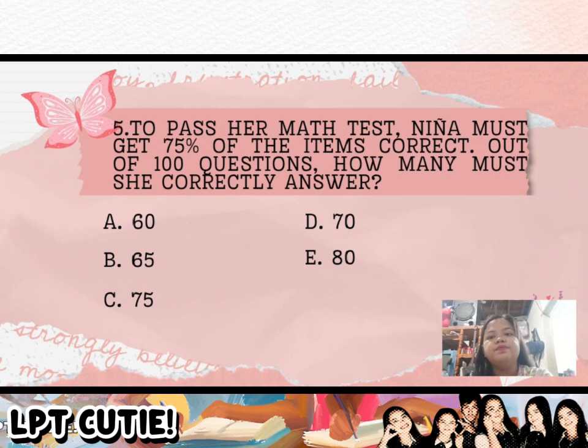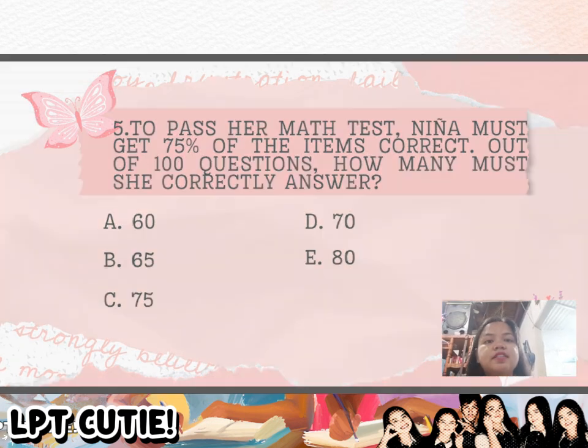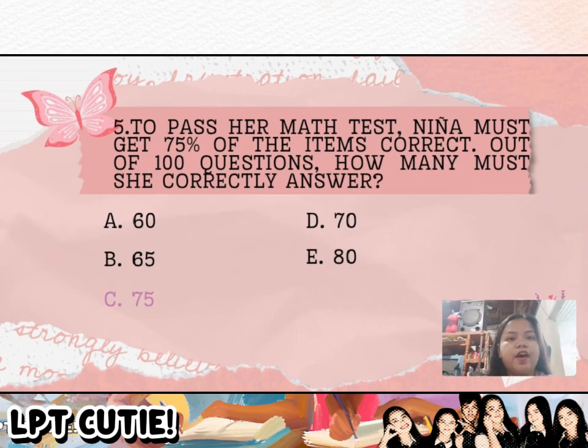Again, to pass her math test, Nina must get 75% of the items correct. Out of 100 questions, how many must she correctly answer? A, 60, B, 65, C, 75, D, 70, or letter E, 80? So what do you think is the correct answer? Okay, very good. So it's letter C, 75.